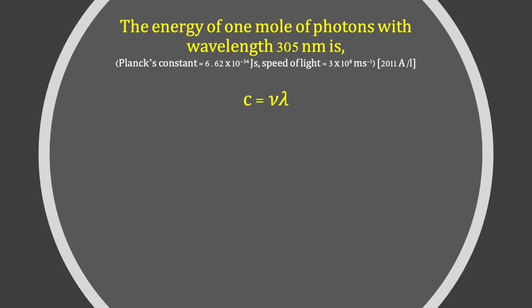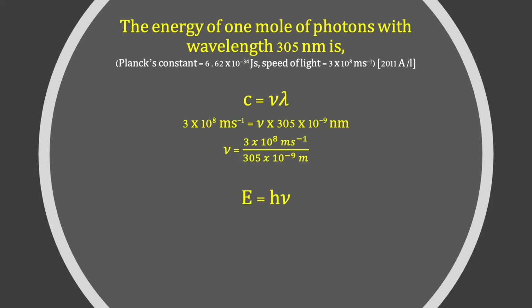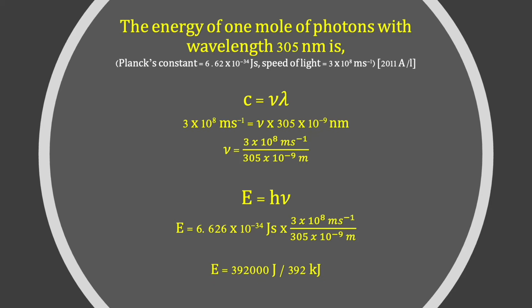So we can use the wave equation to find the frequency. Speed of light we know, and we know the wavelength. The found frequency value could be plugged into the Einstein equation as the Planck's constant is given. So we get the energy of a photon as 392 kilojoules.